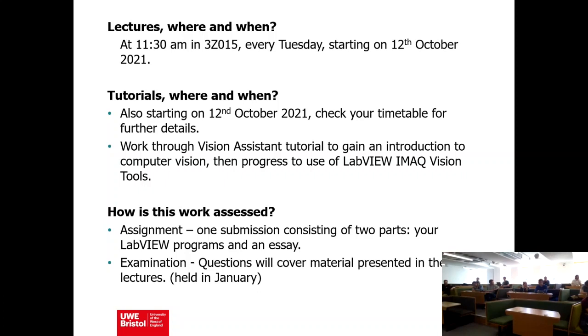Yeah. What's the split between the... 50-50. Keep it simple. Anything else? It's not always 50-50 for all my modules, but this one, keep it simple.